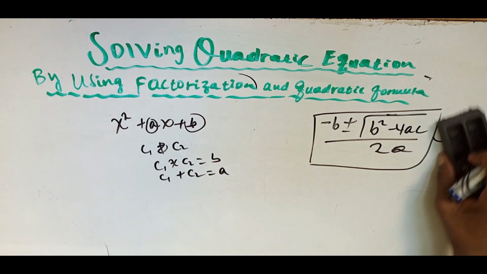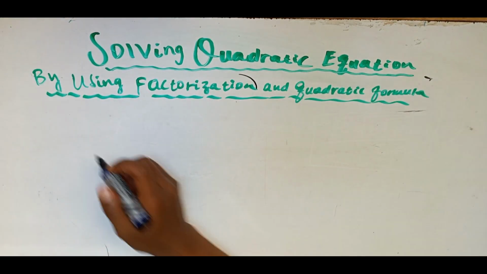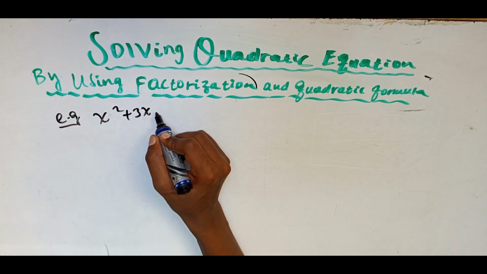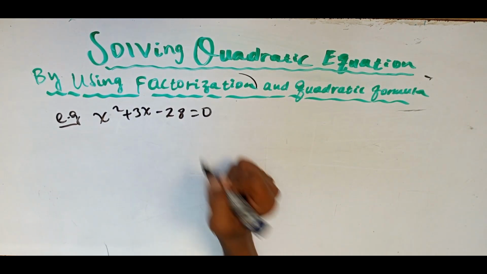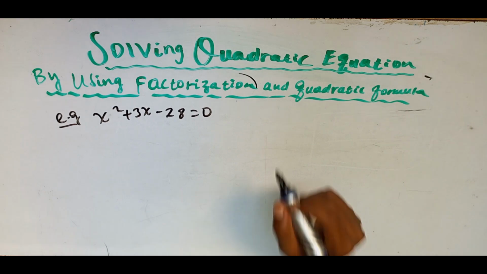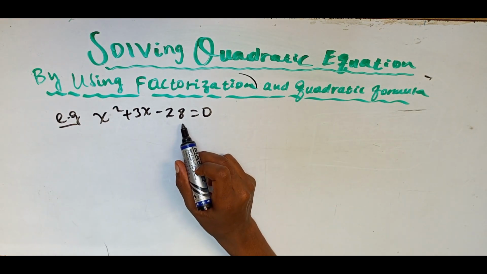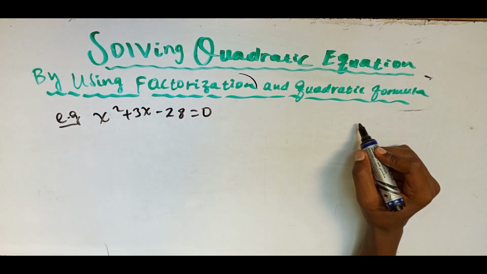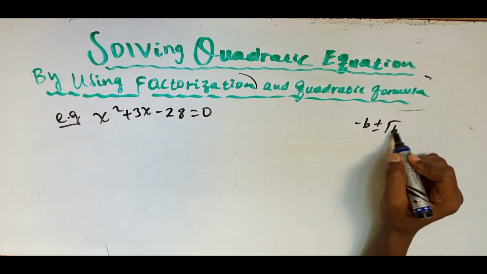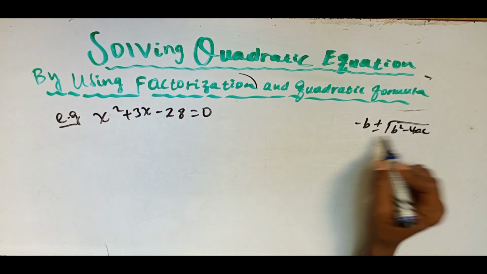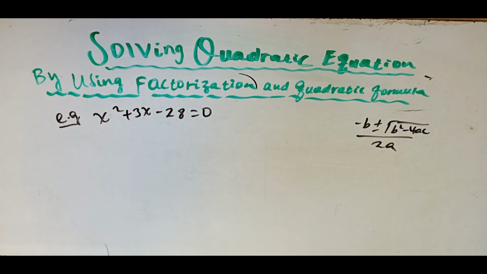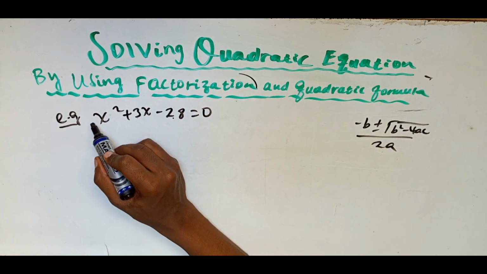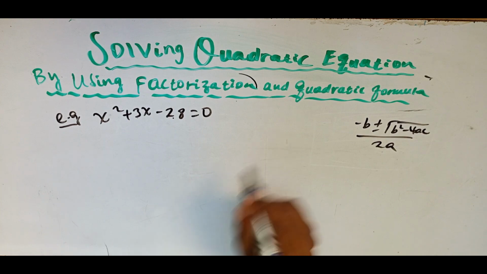Let me take an example and solve it together. Example: x squared plus 3x minus 28 is equal to 0. So let me first solve this quadratic equation by using the quadratic formula. To solve this one, we have a formula which is minus b plus or minus under radical of b squared minus 4ac over 2a. So from this, b is this one, c is this one, a is 1. We have to substitute that into this formula.